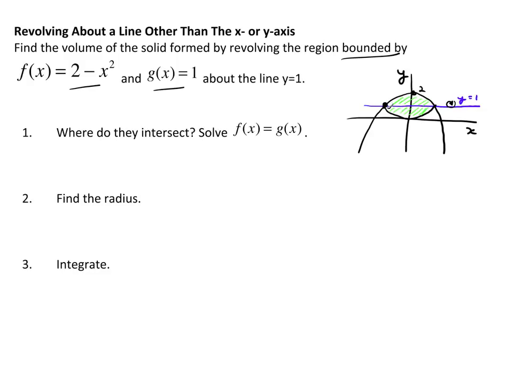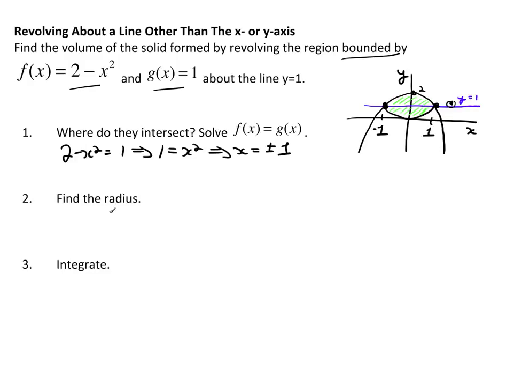I need to know that coordinate and that coordinate. I need to know what it is down here on the x-axis. So let's just set them equal to each other. So 2 minus x squared equals 1. That implies that 1 is equal to x squared. Then obviously x is going to equal plus and minus 1. So this is a negative 1, and this is a positive 1.